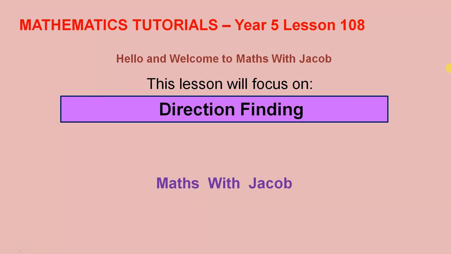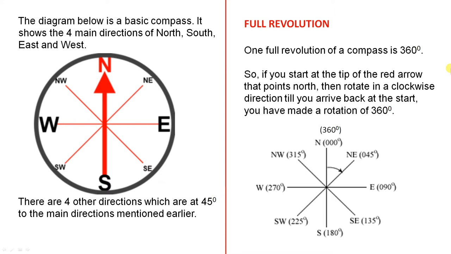This lesson will focus on direction finding. The diagram below is a basic compass. It shows the four main directions of north, south, east and west. There are four other directions which are at 45 degrees to the main directions mentioned earlier.